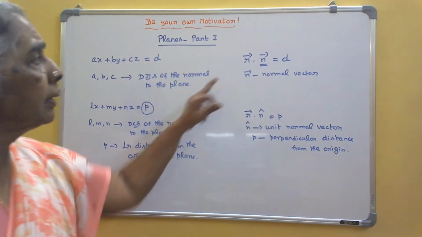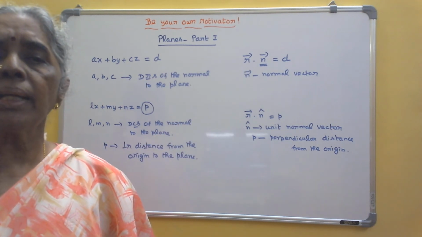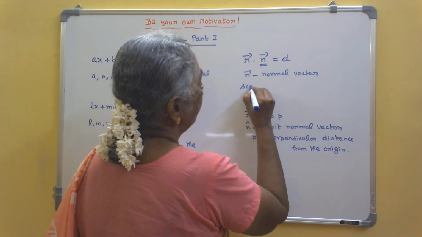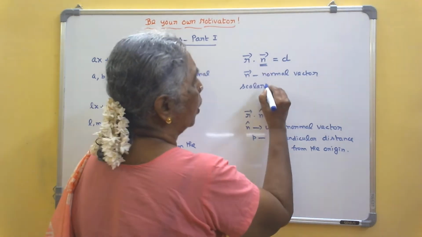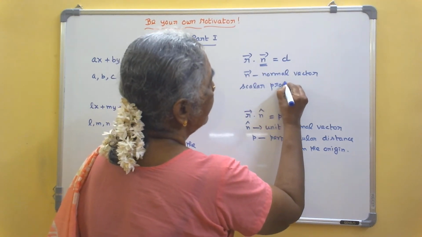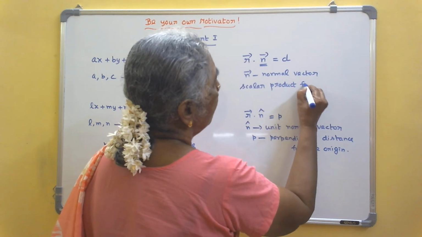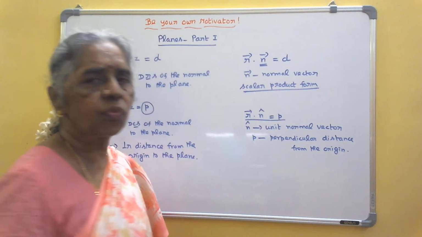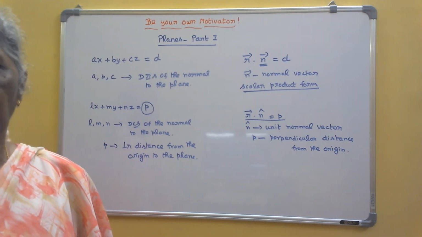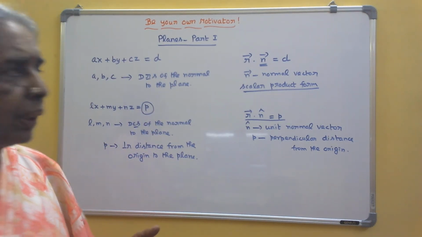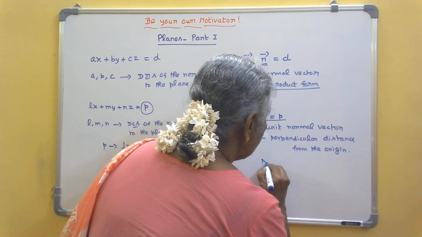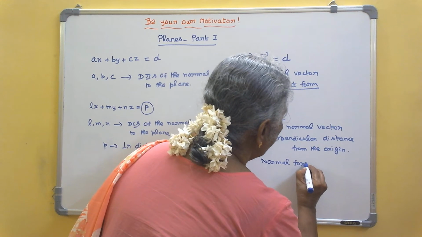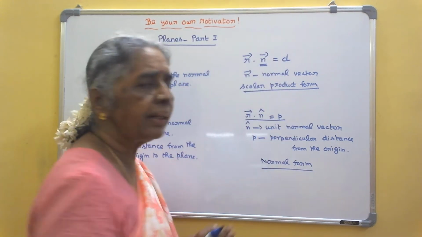Okay. This r vector dot n vector is equal to d is called the scalar product form, because it is the dot product. We call it scalar product form. If you get it in this form, that is n cap and p, where p is the perpendicular distance, this we call as normal form. Generally, this is the name given.